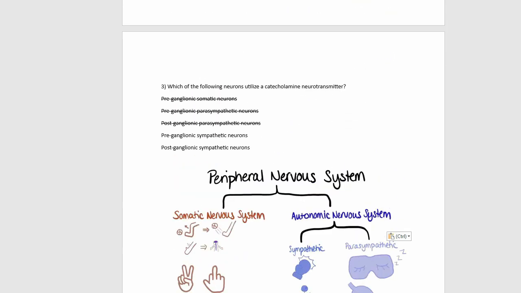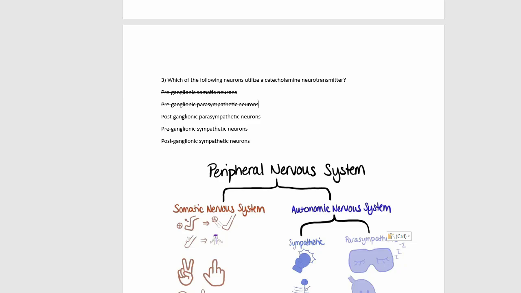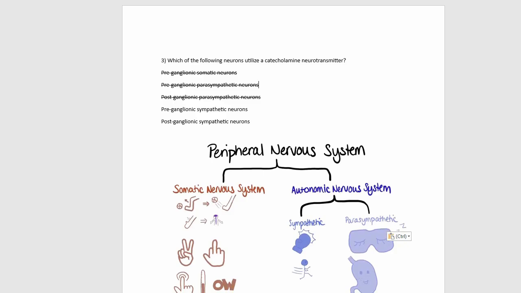Okay, so if we go back to the original question, it's not 1, as the somatic nervous system does not have preganglionic and postganglionic divisions at all. The ganglion refers to the group of nerve cell bodies located in the autonomic nervous system and sensory system, so that's not something part of the somatic system at all. It's not 2 or 3, as both pre- and postganglionic parasympathetic neurons utilize acetylcholine as a neurotransmitter. And acetylcholine is not a catecholamine, so we know it can't be that.